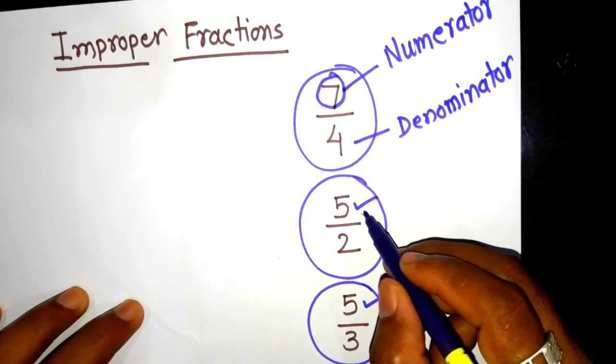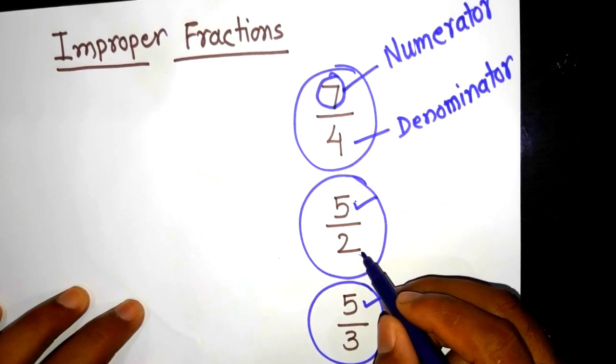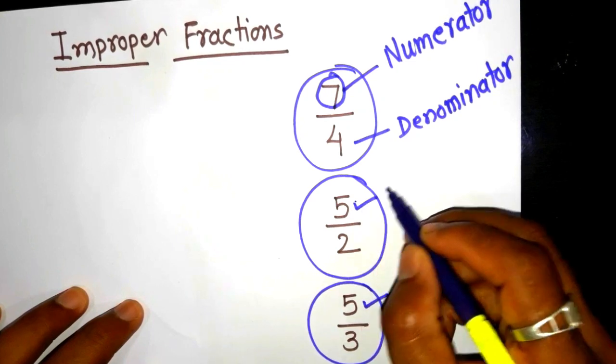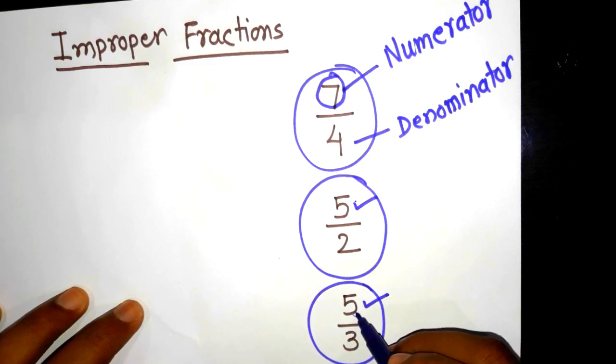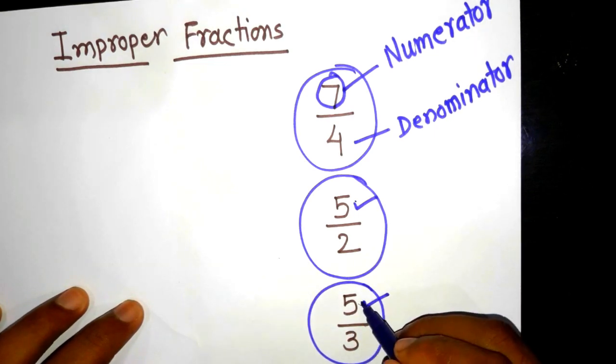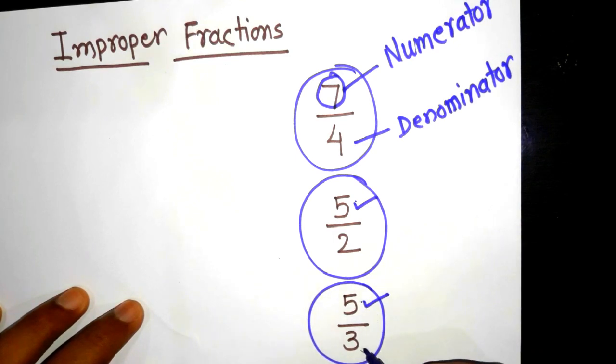In this fraction as well, the numerator is 5 and the denominator is 2. So the numerator is greater. And in this fraction as well, if you observe minutely, you will come to know that the numerator is 5 and the denominator is 3. So the numerator is greater than the denominator.